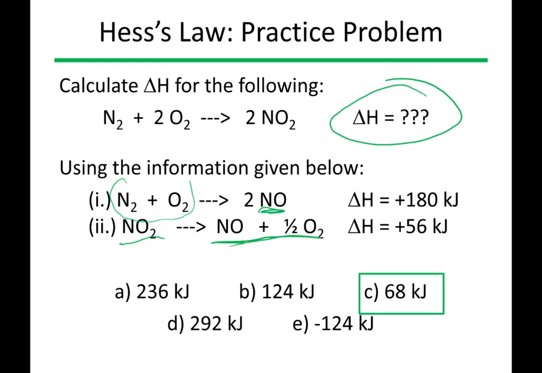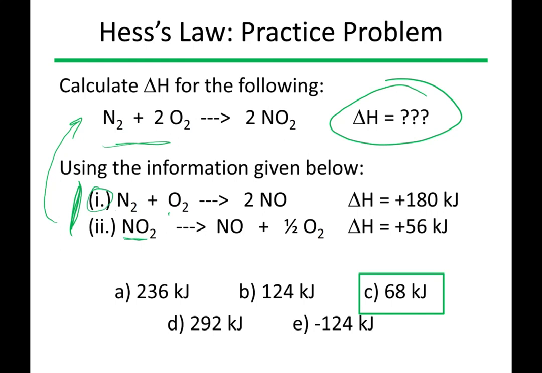Okay, and the answer in this case is C. So how do we get to C? Similar to when we did this with the equilibrium problems, we need to see how we can combine these two equations to get to this one. And we can see that for the top equation, N2 and O2 seem to be on the side that we want them on. So it looks like we'll leave equation number 1 alone.